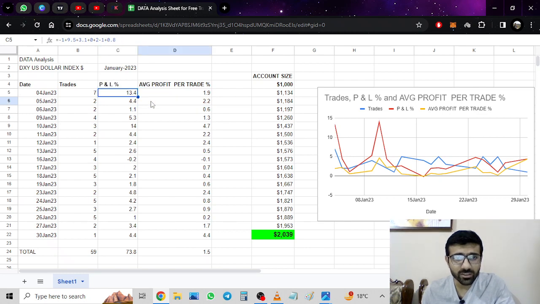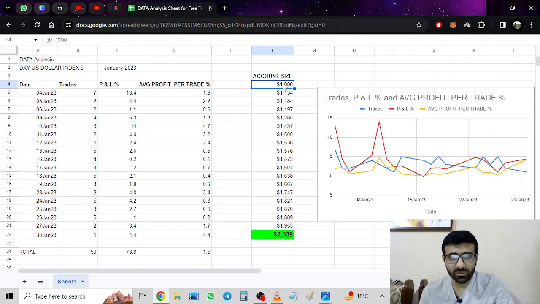Okay, this is how we analyzed our trade. And we made an average profit, for example, like 13.7 divided by 7, so the average profit per trade is 1.9. Okay, so this is also for you guys. And from the account size that we started off from, for example, of $1,000, and we made a profit of 13.4%, it went to $1,134 on 4th of January.